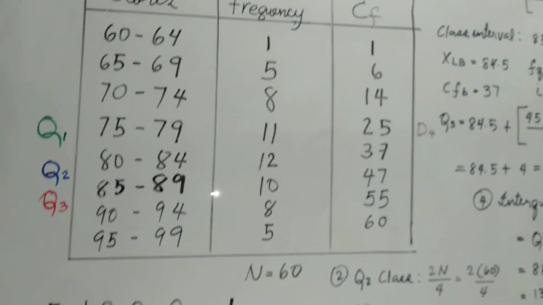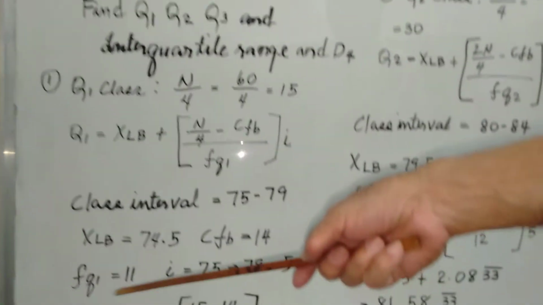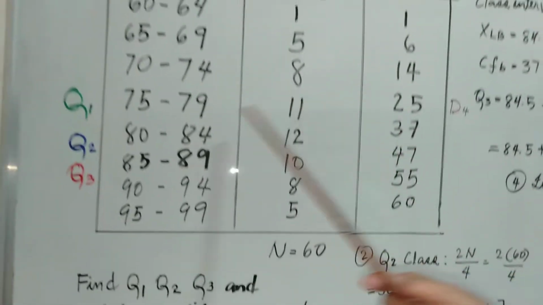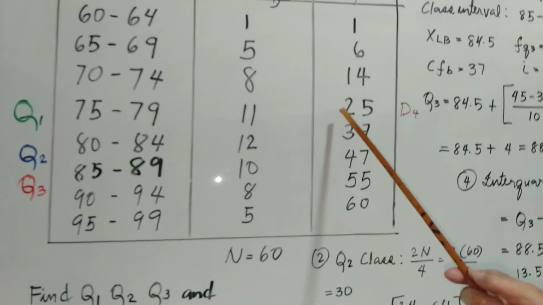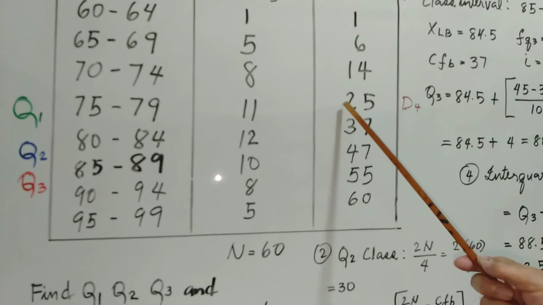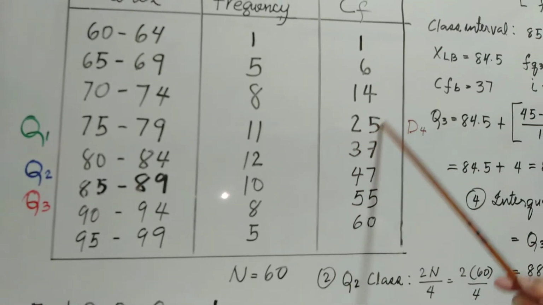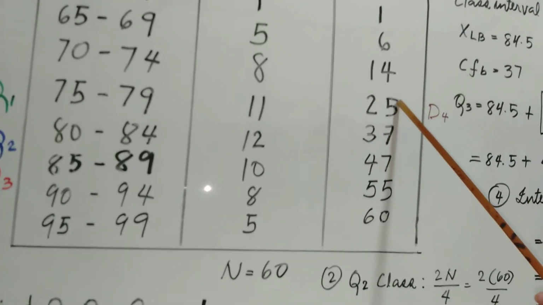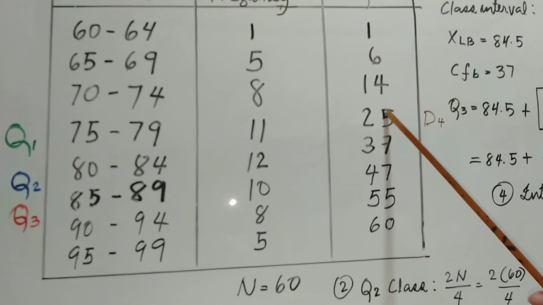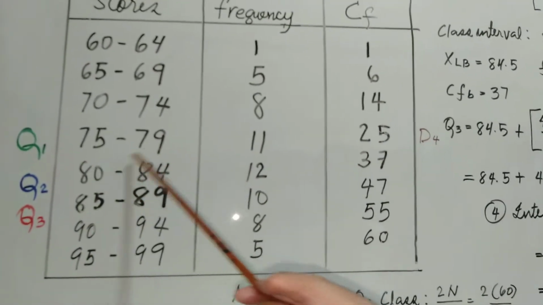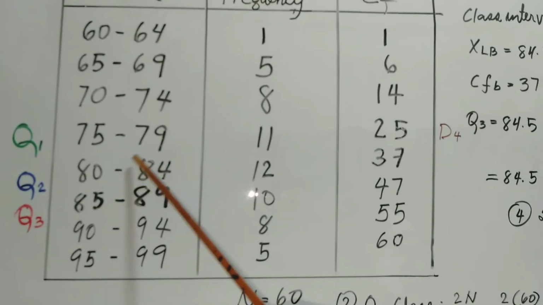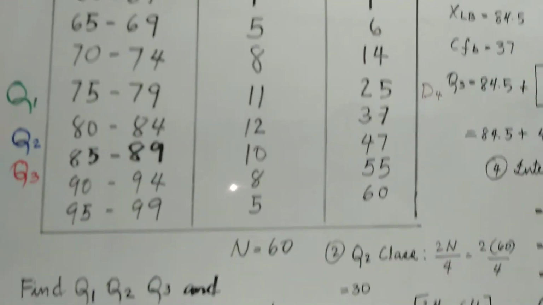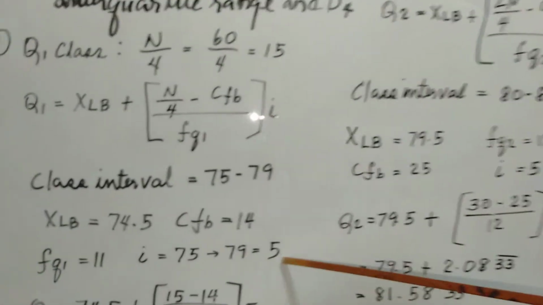And the frequency for the first quartile is 11, from this row here. The lower bound of the cumulative frequency is 14. And the index will be the range of these scores from 75 to 79. Our index here is 75, 76, 77, 78, 79, which is 5. So the index is 5.